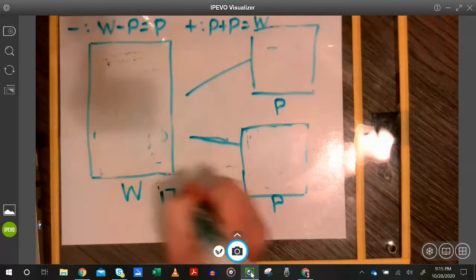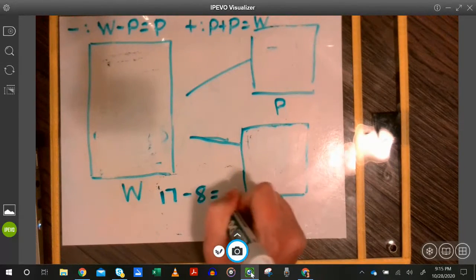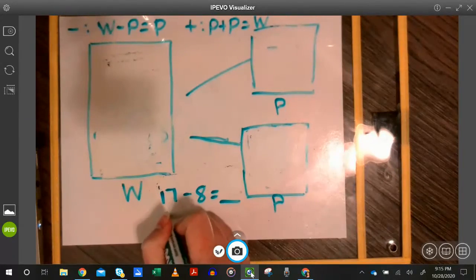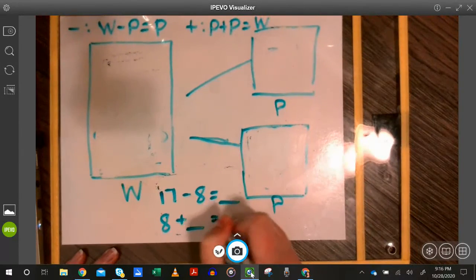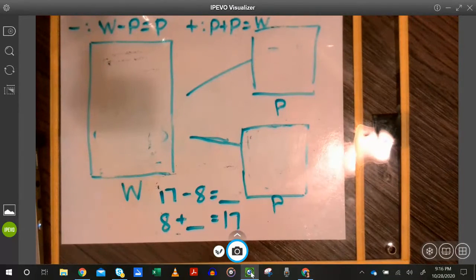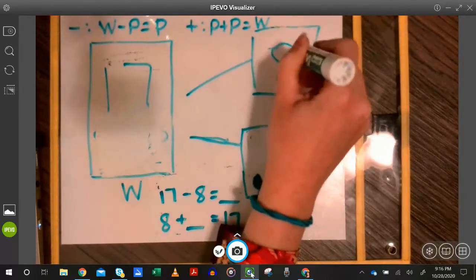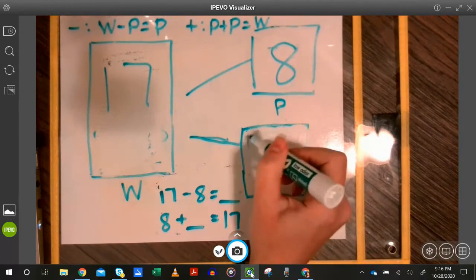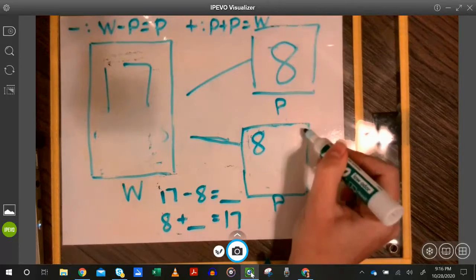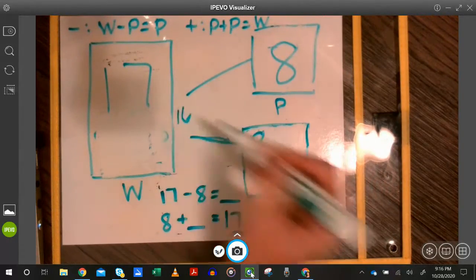Let's try 17 minus 8 equals blank. Okay, so we have one part is 8 plus something equals 17. Well, let's see if you know your doubles facts. If our whole is 17 and one part is 8, what would 8 plus 8 be? If I had put the other part as 8, 8 plus 8 would be 16.